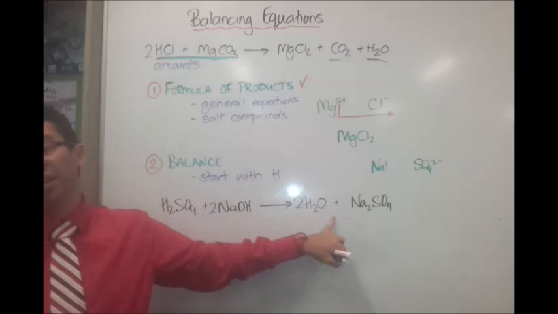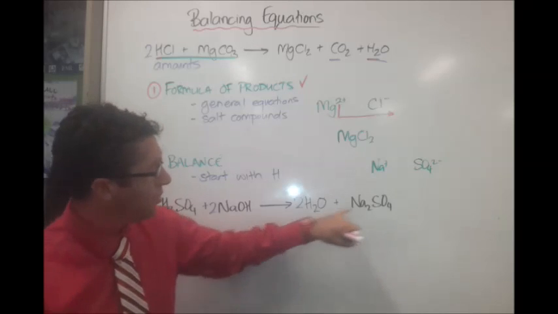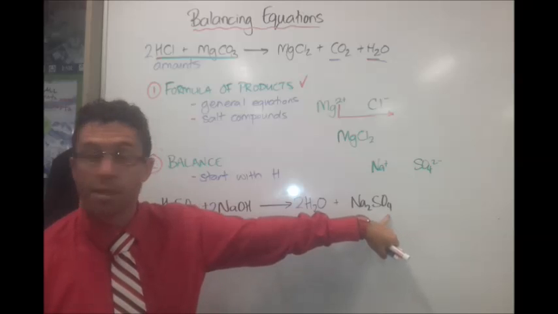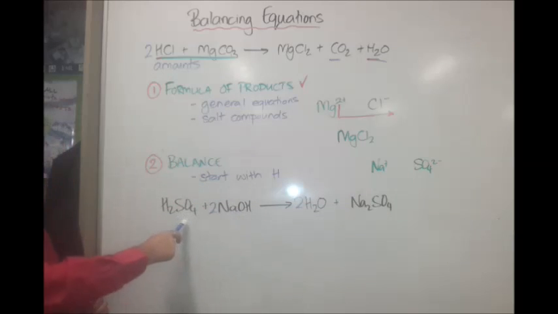But then that's given me an extra oxygen, so I better go back and check. On this side I've got 1, 2, 3, 4, 5, 6 oxygen. On this side I've got 1, 2, 3, 4, 5, 6 oxygen. So I am indeed balanced.